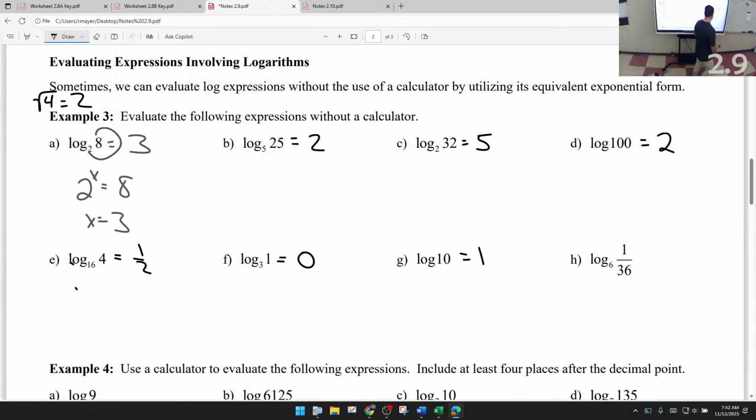This next one's a little tough because this is base 6, but this is 1 over 36. So I might treat that as a 36 first, meaning I know I need to square a 6 to get 36. But it's not 36, it's 1 over 36. And so to get an exponent to the denominator, you have to make it a negative power. So that will be a negative 2. 6 to the negative 2 makes it 1 over 6 to the 2, and 6 to the 2 is 36. So you got to get comfortable with those.